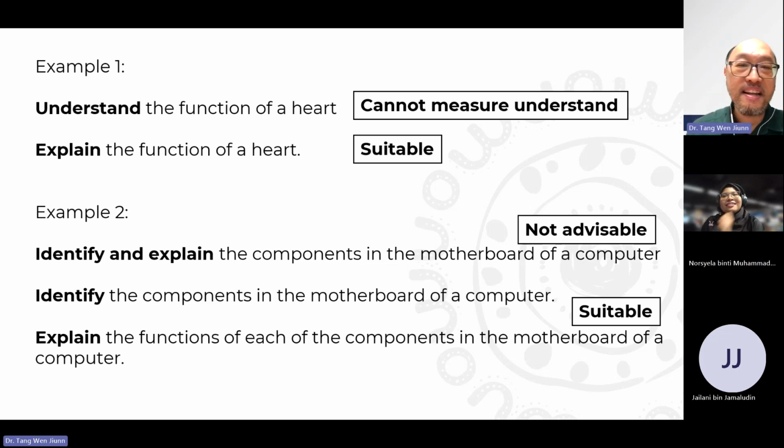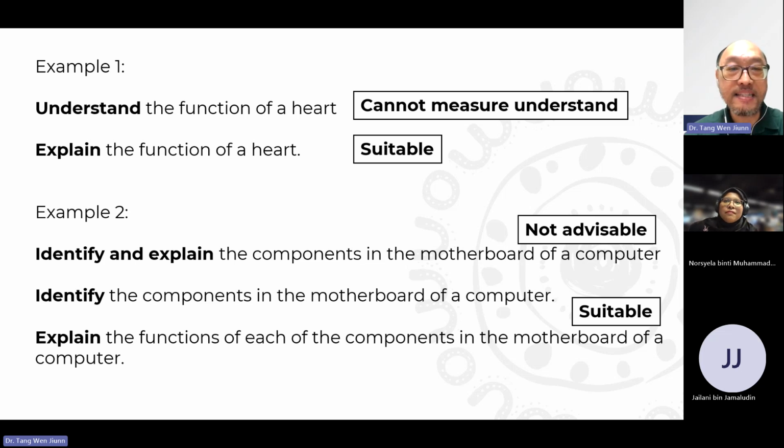Understand. What do you mean by understand? Do I need to know the parts of the heart, the function of the heart, or what, right? So this one cannot be measured. Too vague. We don't know what to measure. So that's why we have Bloom's taxonomy. That is the level of understanding.